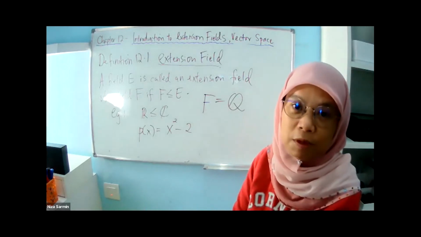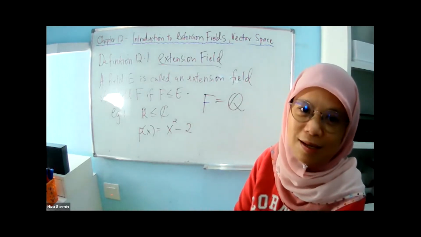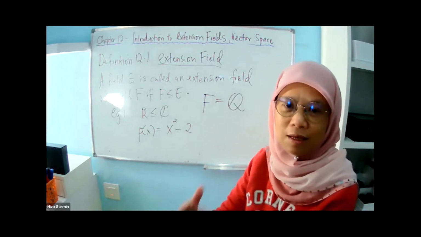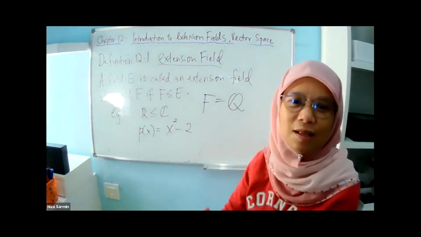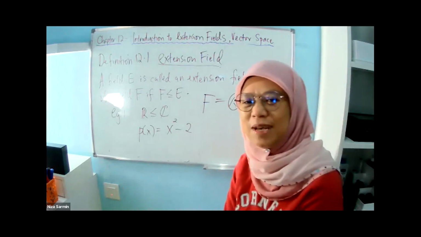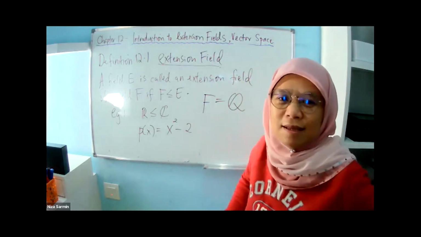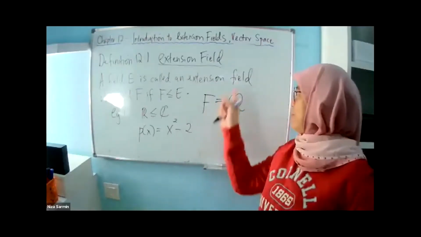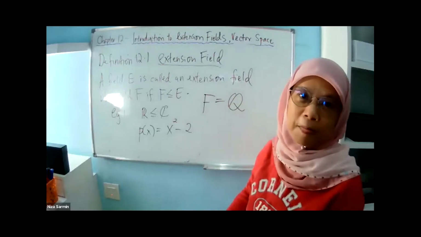So for this chapter, make sure you know what a field is. What is a field? Hassan, you gave me the answer last time. How are you, Hassan, today? Alhamdulillah, Prof, I'm okay. What is the definition of a field? A field is a commutative ring with unity such that every non-zero element is a unit.